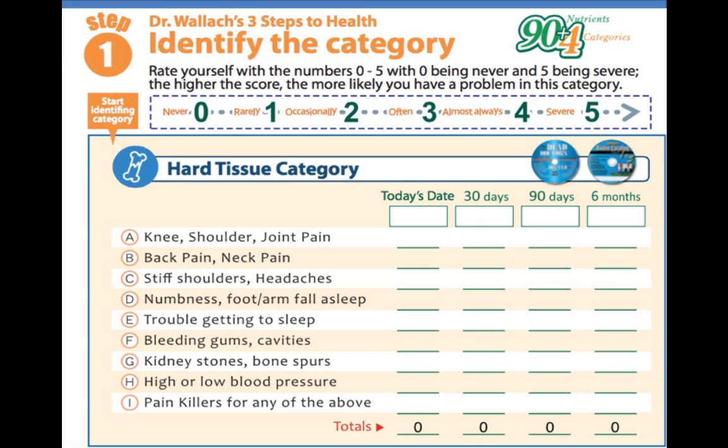If you're taking painkillers, you're in that category. Does that make sense? So you might have zeros, but they're taking painkillers every day. That's a 4 or a 5, you're in that category. And even painkillers won't get rid of a lot of these things. It does get rid of pain. It doesn't get rid of cavities.